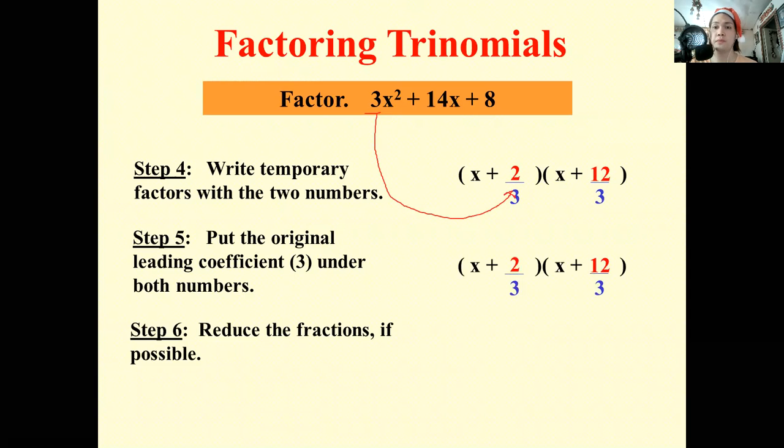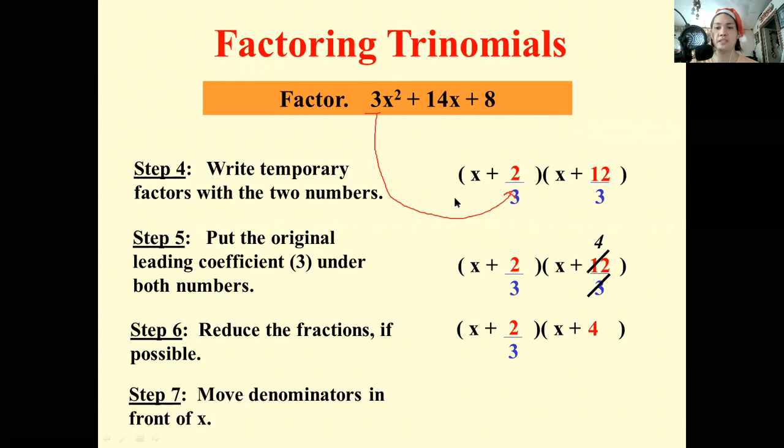So as you can see, we can only reduce 12 by 3. 12 divided by 3 gives you 4 over 1, or 4. So we already have x plus 2 over 3 and another factor as x plus 4.